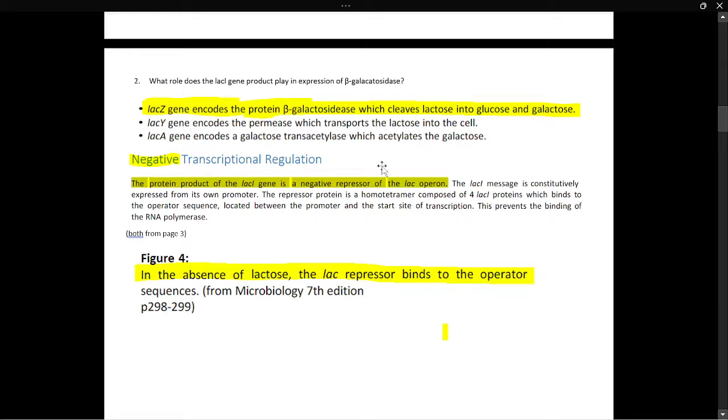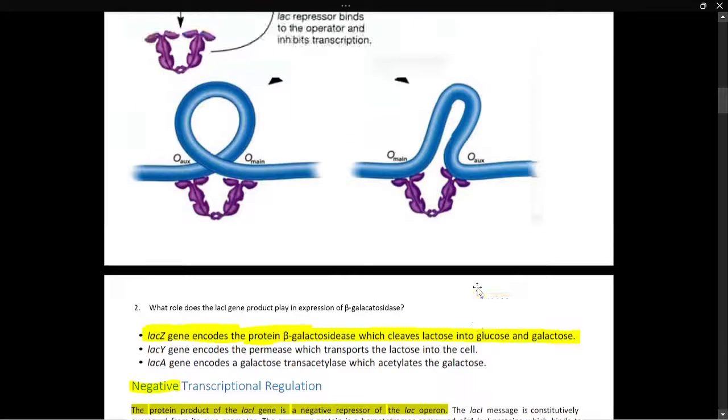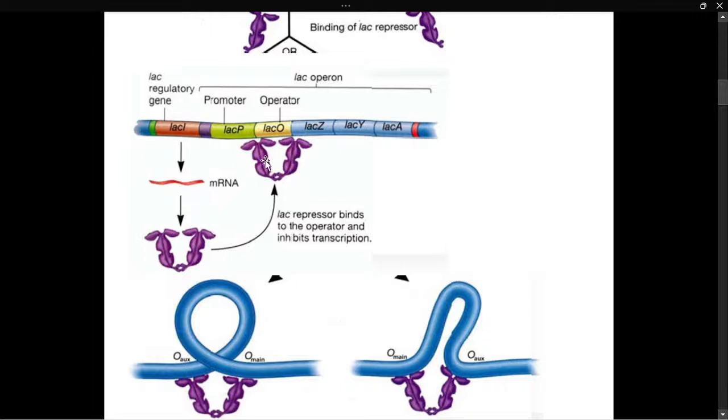Okay, question 2, the role of the repressor. Everything highlighted is important, and basically gets the point across. So again, it cleaves the lactase. It's negative. You have to mention that it's a negative repressor of the operon. It binds to the operator, and then if we go further up, this is what happens, and then it causes that.